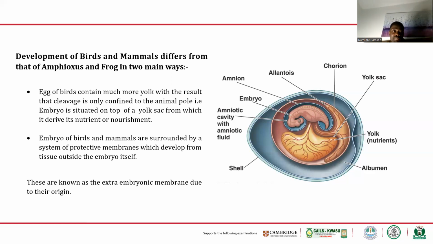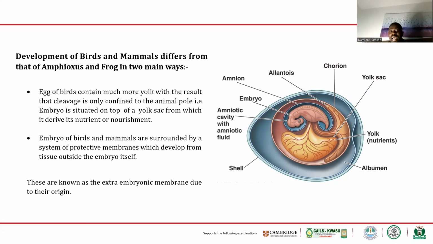So what makes it different is the egg of birds. It contains much more yolk, with the result that the cleavage is only confined to the animal pole. Remember most of the explanation we gave, the telolecithal and so on and so forth, you will have more yolk at the vegetal part, not the animal pole. But for this one, it's mainly confined to the animal pole. That is, the embryo is situated on top of a yolk sac. And the reason why it's there is because that is where it derives its own nourishment.